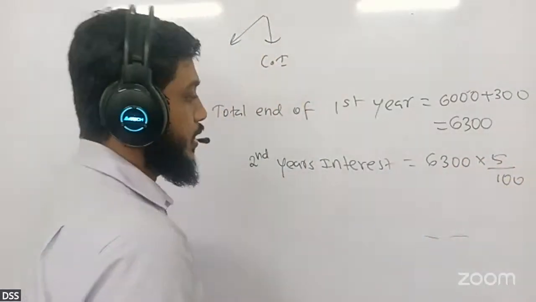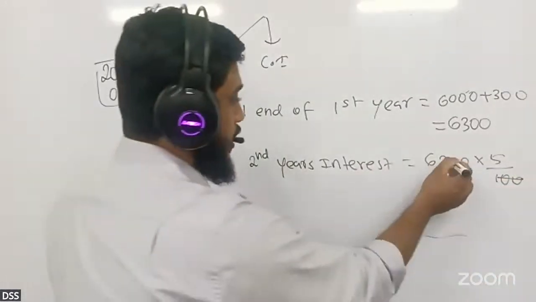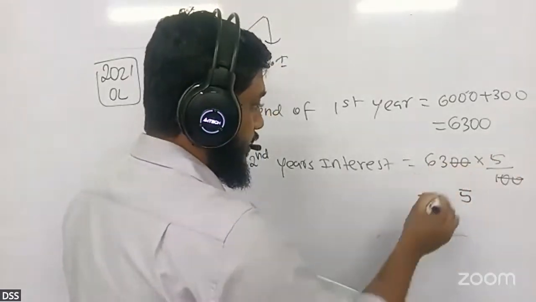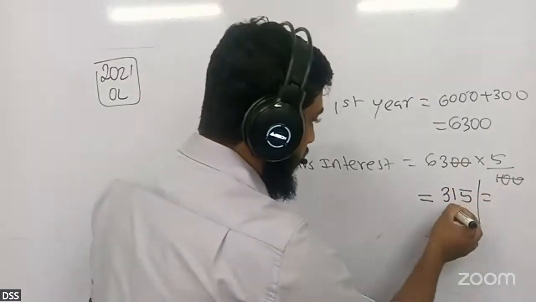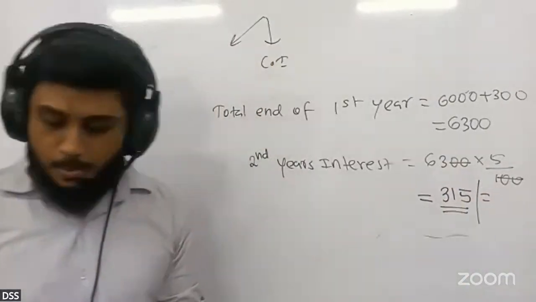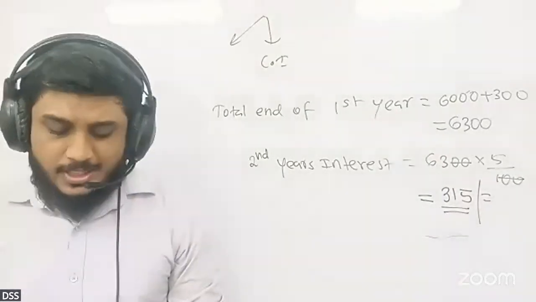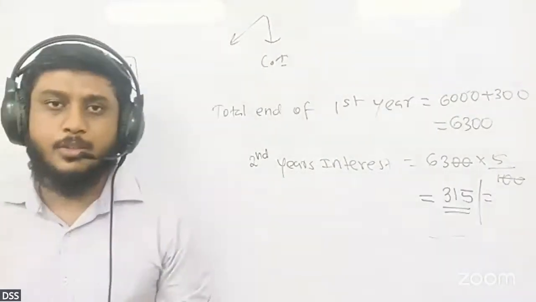So, what will happen? 2 zeros you can cut for these 2 zeros. 63 into 5 means 5 into 3 is 15, 5 into 6 is 30, plus 1 is 31. So it will be 315 rupees. So this will be the second year's interest. They have asked how much interest he receives for the second year. So read the questions carefully and try to answer these questions.